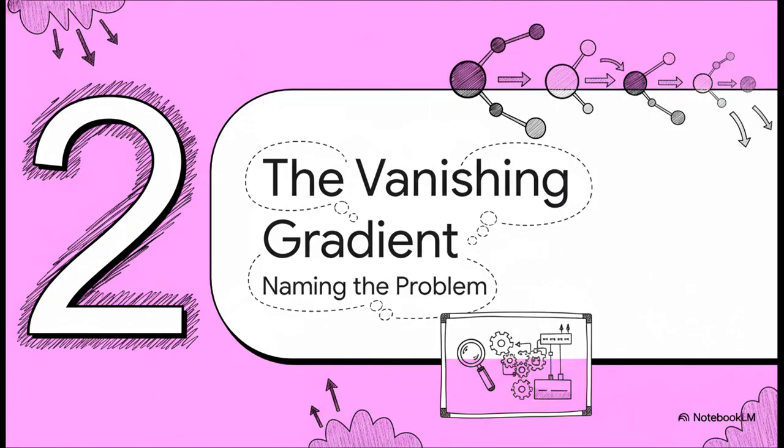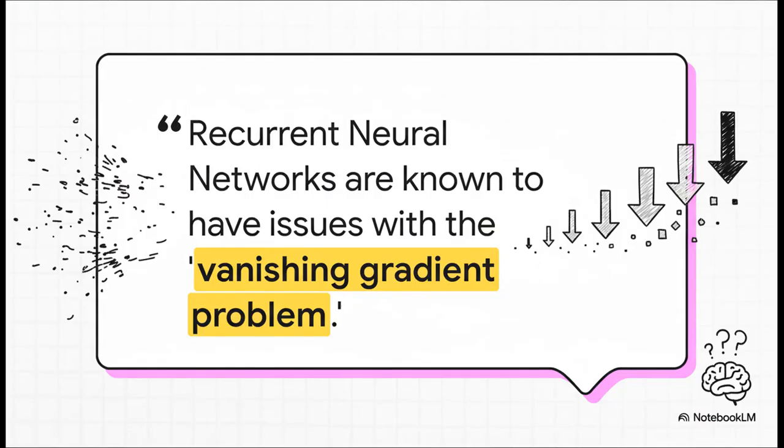Okay, let's get right to the heart of it. We've seen this long chain. Now let's talk about why it's so fragile. It's time to put a name to the problem, the vanishing gradient. Yeah, the source material is super direct about this. It says, flat out, that RNNs are known to have issues with this vanishing gradient problem. It's like their Achilles heel. But what in the world does that actually mean? How can a gradient just vanish? And why is that such a disaster for learning?